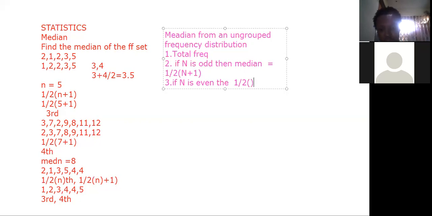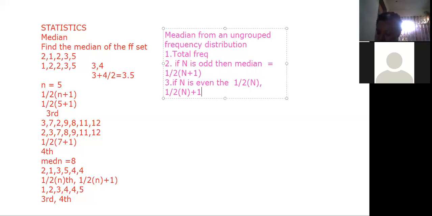This is capital N to bracket n, and half into bracket n plus 1. I hope I made myself clear. So let's try an example.